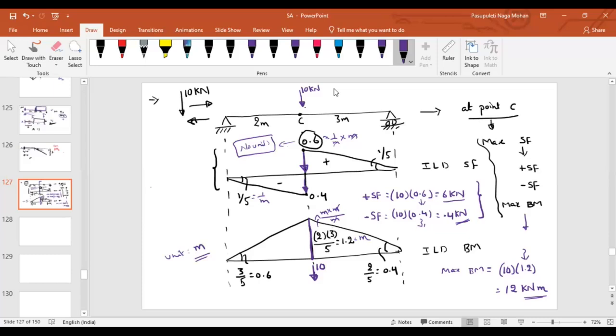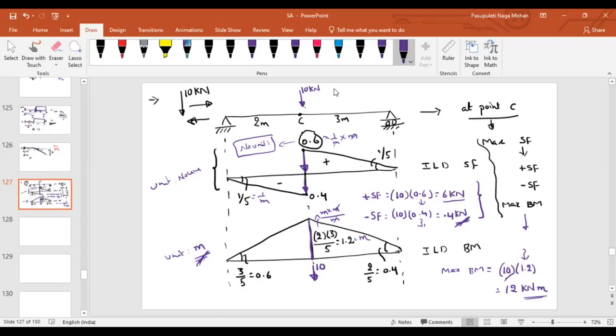So what is the unit of ordinates for the influence line of bending moment? Meters. What is the unit of ordinate for shear force? No units. That's why for shear force, you will directly get the unit of load. For a bending moment, you will get the unit of load times the unit of the ILD. Here the ILD is in meters, so Newton meter. As of now, clear? Yes, sir. There is no ambiguity, isn't it?